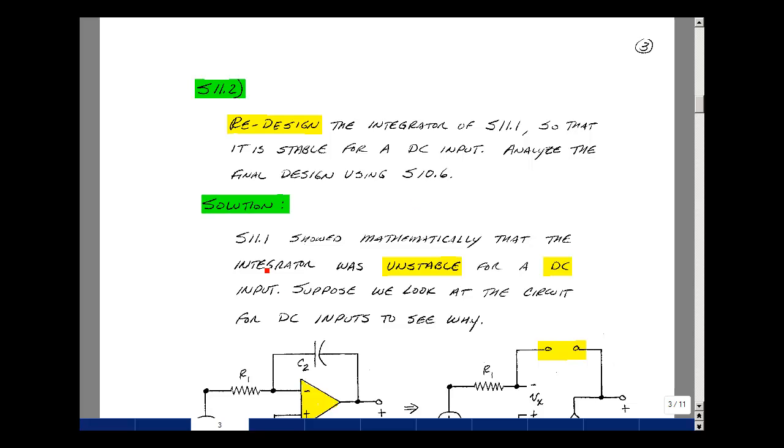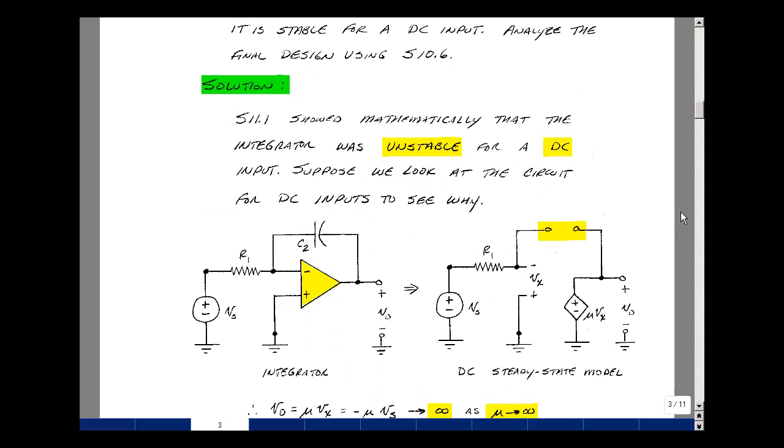In supplemental problem 11.1, we did show mathematically that the integrator was unstable for a DC input. Let's take a look at the circuit and see if we can figure out why this is true. So here's our integrator. Now for DC, in steady state, this capacitor is an open circuit. So we break the feedback path between the output and the input. Now what does that imply?